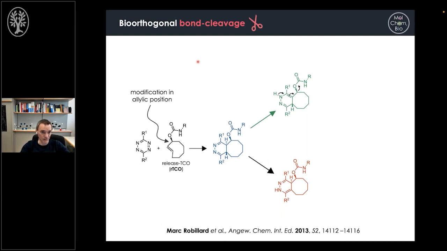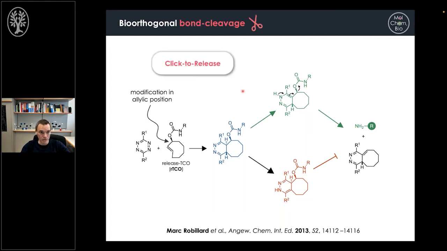where one of these two, and that was hypothesized from the very beginning when Marc Robillard, the inventor of this chemistry, published about this reaction the first time, so that was in 2013, can undergo a 1,4-elimination, finally leading to release of this carbamate moiety. Following elimination of carbon dioxide releases this primary amine, as shown here. And that reaction from the beginning on was termed click-to-release.